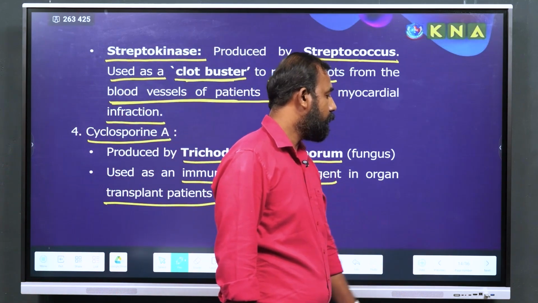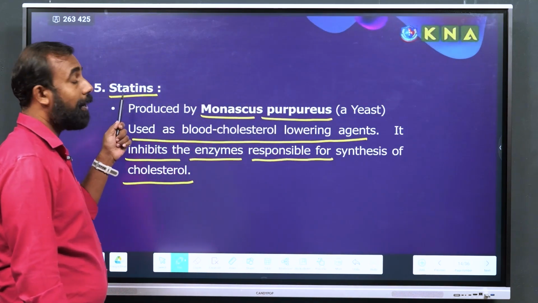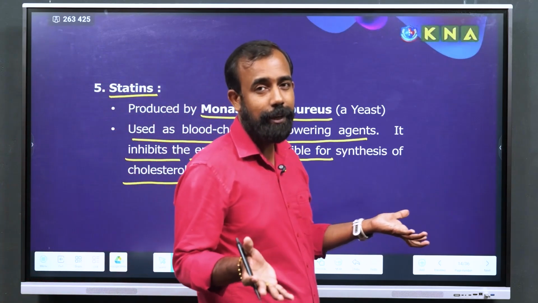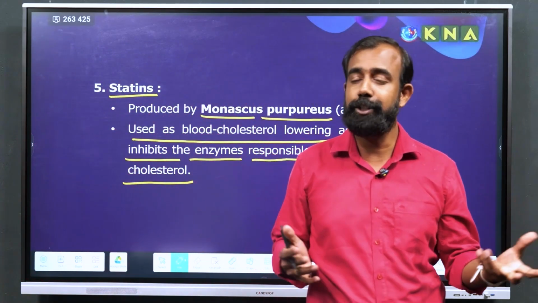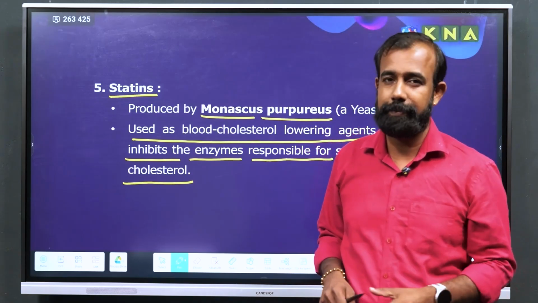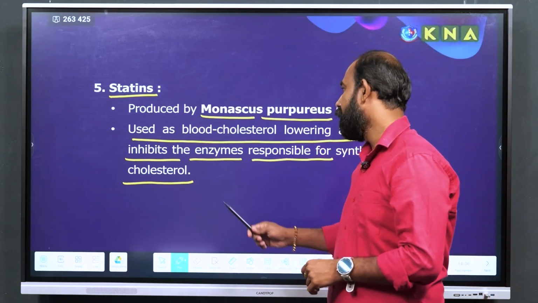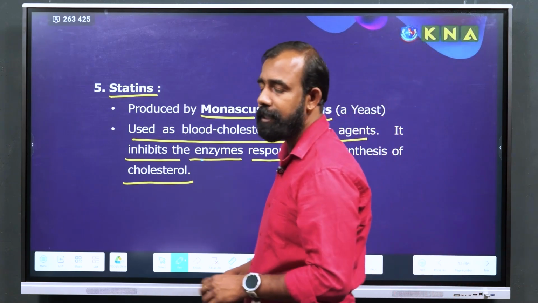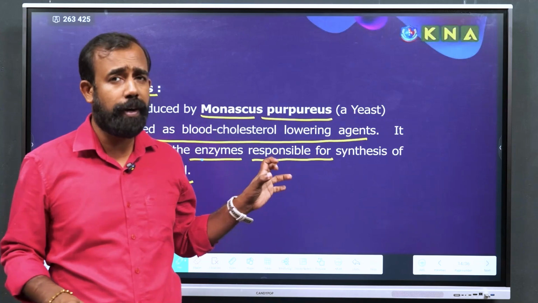And there is another compound called statin. Statin acts as a cholesterol lowering agent. And this statin acts as a competitive inhibitor of the enzyme responsible for the synthesis of cholesterol. Okay, this part is very, very important for your NEET exam.